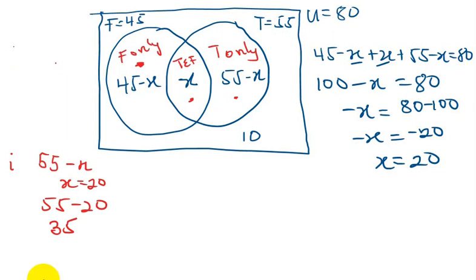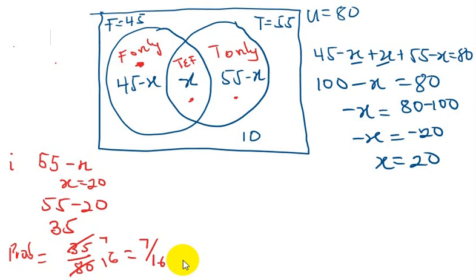They say it's a probability. A probability means that they're going to pick at random. So we're going to get the probability. The probability will be equal to 35 over 80. Now we can break this down. 5 goes into 35 7 times, and it goes into 80 16 times. So the probability for the first one is 7 over 16.